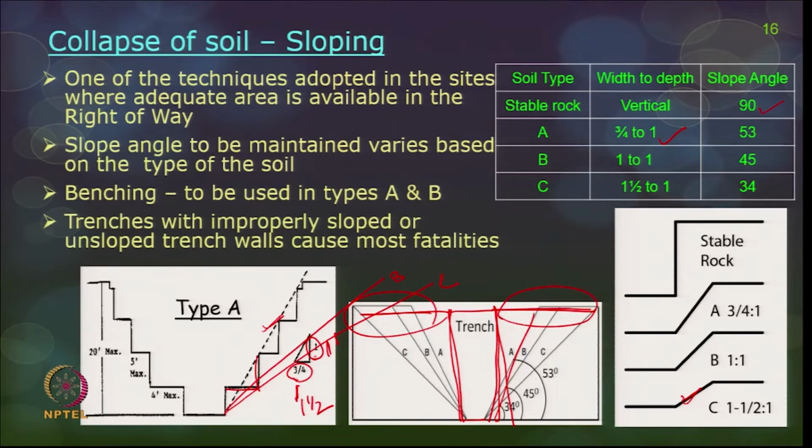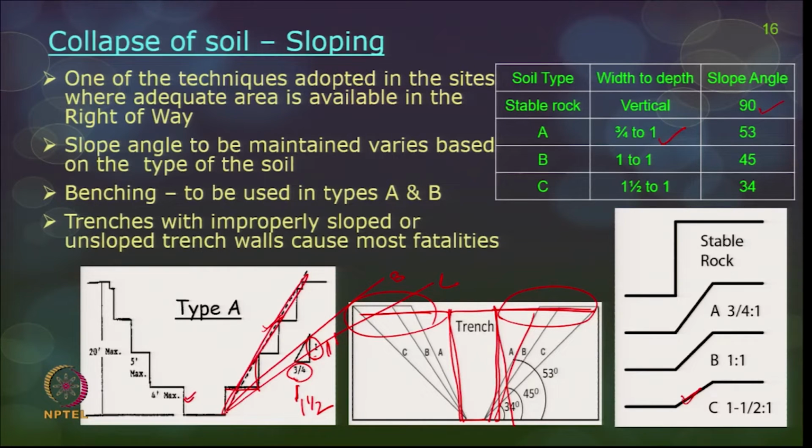The slope angle has to be maintained based on the type of soil you have identified. Suppose you wrongly choose a soil, then you will not be able to have proper protection. Benching, so this is primarily called benching, and this is the sloping.